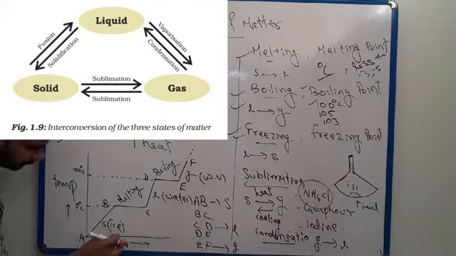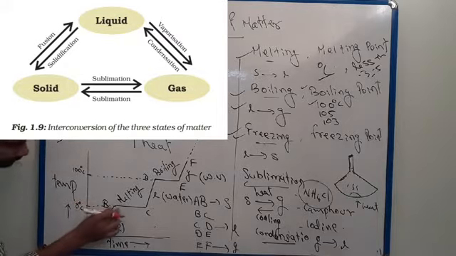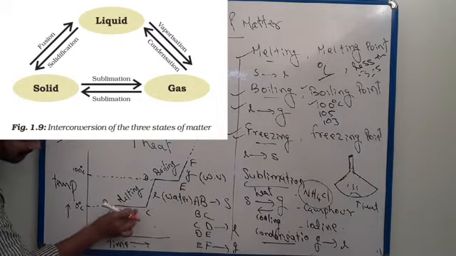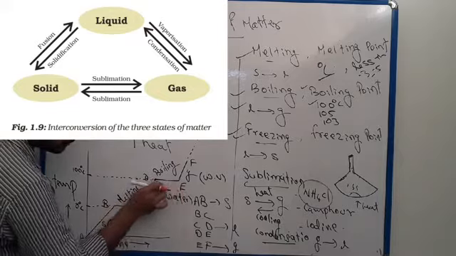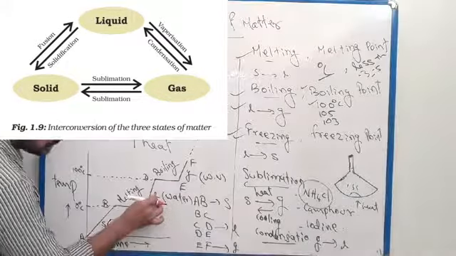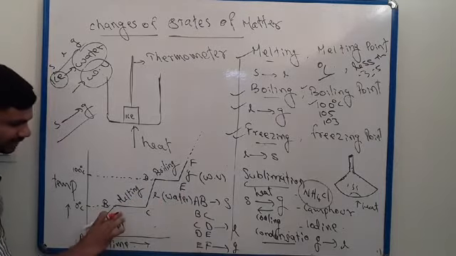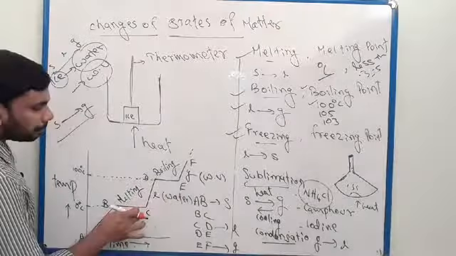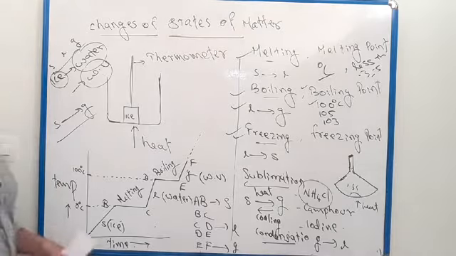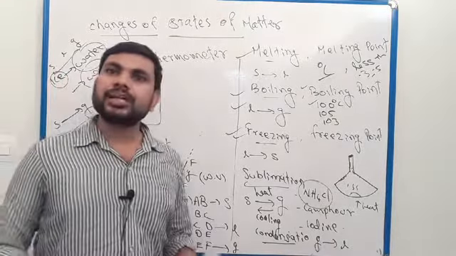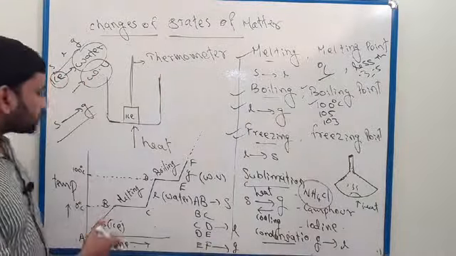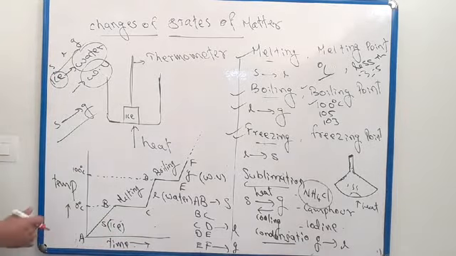Okay, here time is moving but temperature is not moving. Here temperature is constant. Also here temperature is constant. Between liquid state and gaseous state temperature is constant. Between solid state and liquid state temperature is constant. Why is temperature constant? Why is temperature not moving in this graph? Here we have to answer.